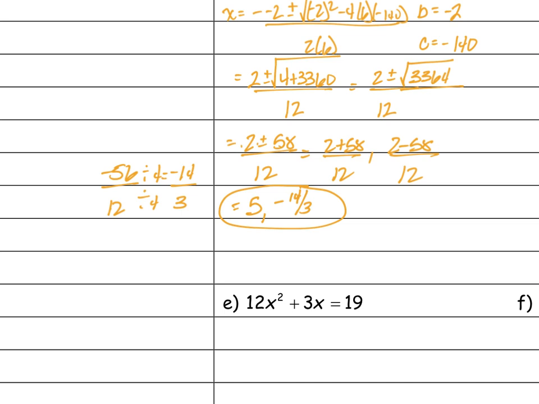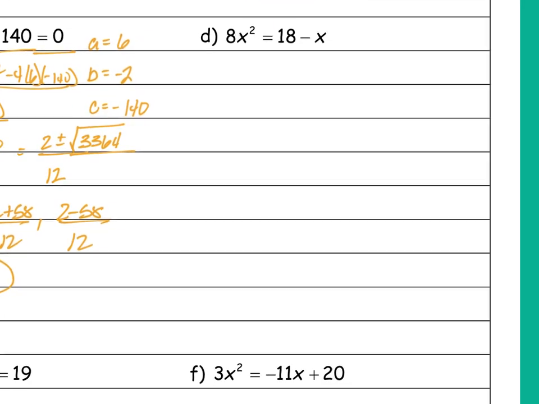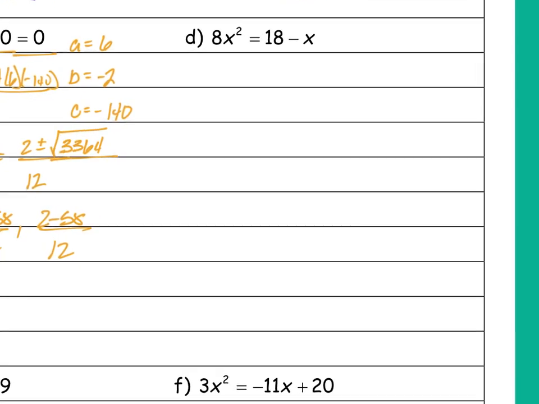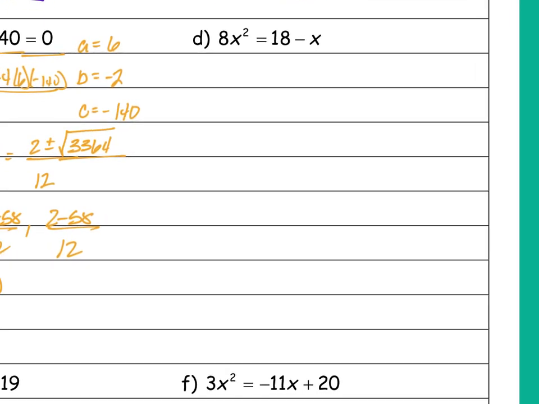Okay. And then you guys can't really see the green in here, so I'm not using green today. So this one, I need to get everything on the same side of the equal sign. So I'm going to subtract 18 and add x. So I've got 8x squared plus x minus 18 equals 0.